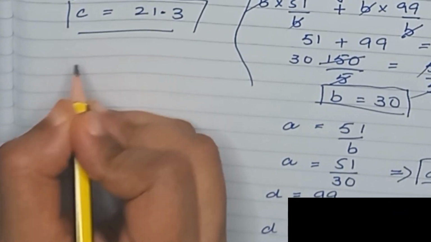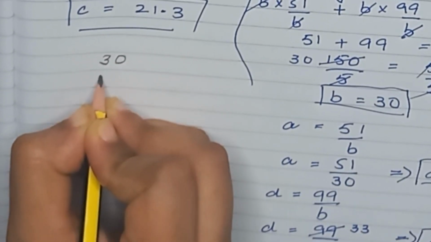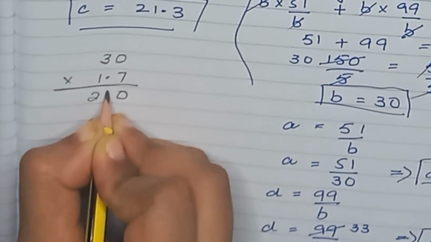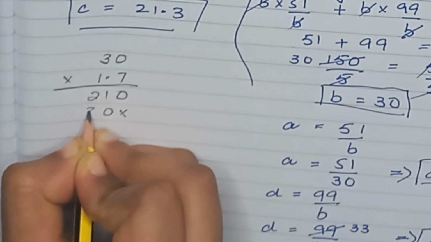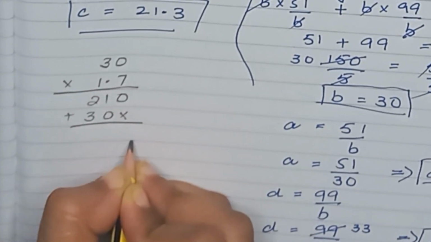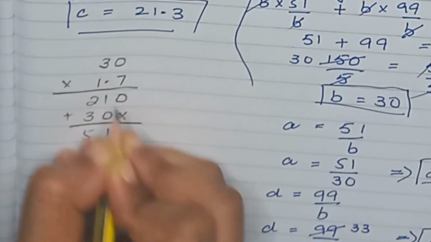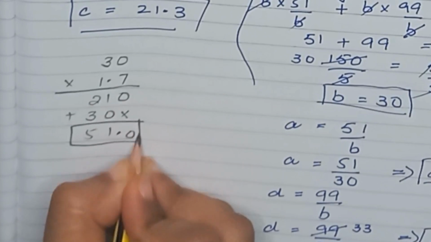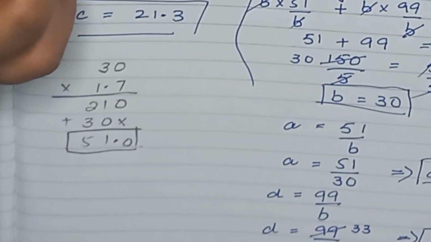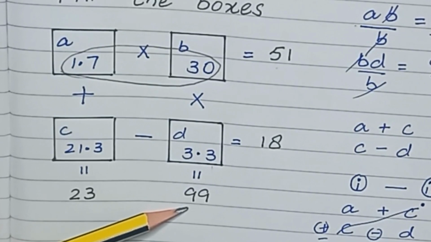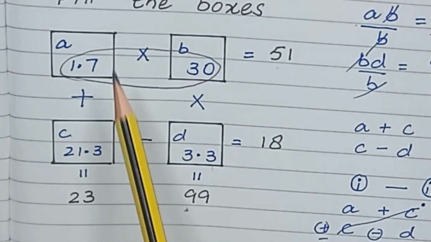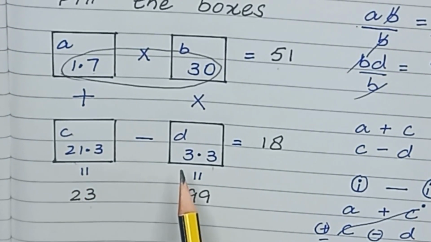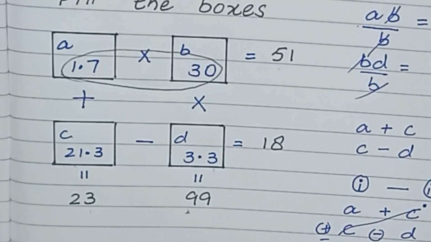Now you can see that 30 multiplied by 1.7 will become 51. If we check here, 30 multiplied by 1.7. Now we will add 0, 1 and 5. So we will place the decimal before one value. So 51.0 is the same as 51. Similarly, 30 multiplied by 3.3 is 99. And A plus C, it means 1.7 plus 21.3 is equal to 23. And 21.3 minus 3.3 is 18.